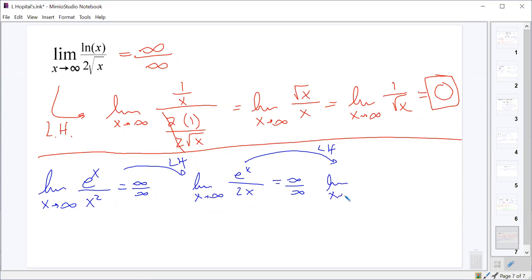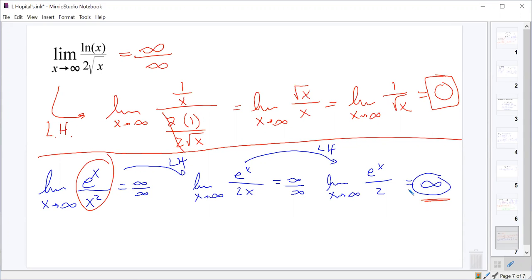This becomes the limit as x approaches infinity of the derivative of e to the x, which is still e to the x, over the derivative of x squared, which is 2. As x goes towards infinity, this is infinity, or this limit doesn't exist. Which of these things increases more rapidly, e to the x or x squared? E to the x does, right? And the numerator increased more rapidly than the denominator.